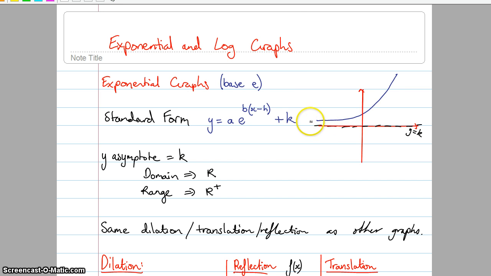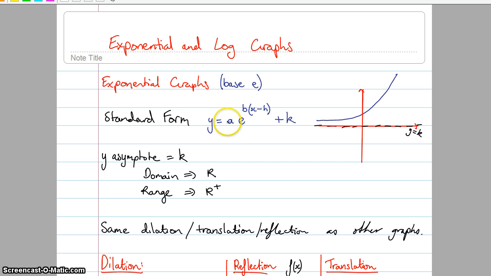It gets close to the asymptote down here, and then as it gets further across to the right, it gets bigger and bigger. This is what we call exponential growth, and there's also exponential decay as well, which I can show you a bit later. Now it has an asymptote on this number here, the plus k, so that's where this asymptote is. For most of them it'll be y equals 0, but you can move the graph up and down.